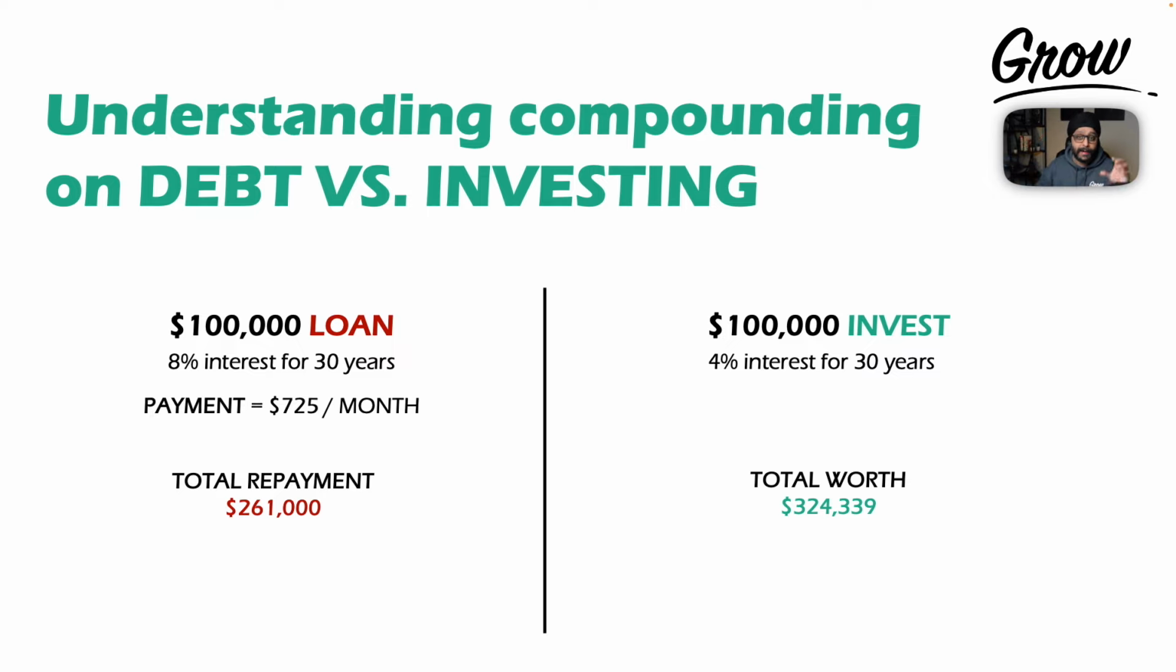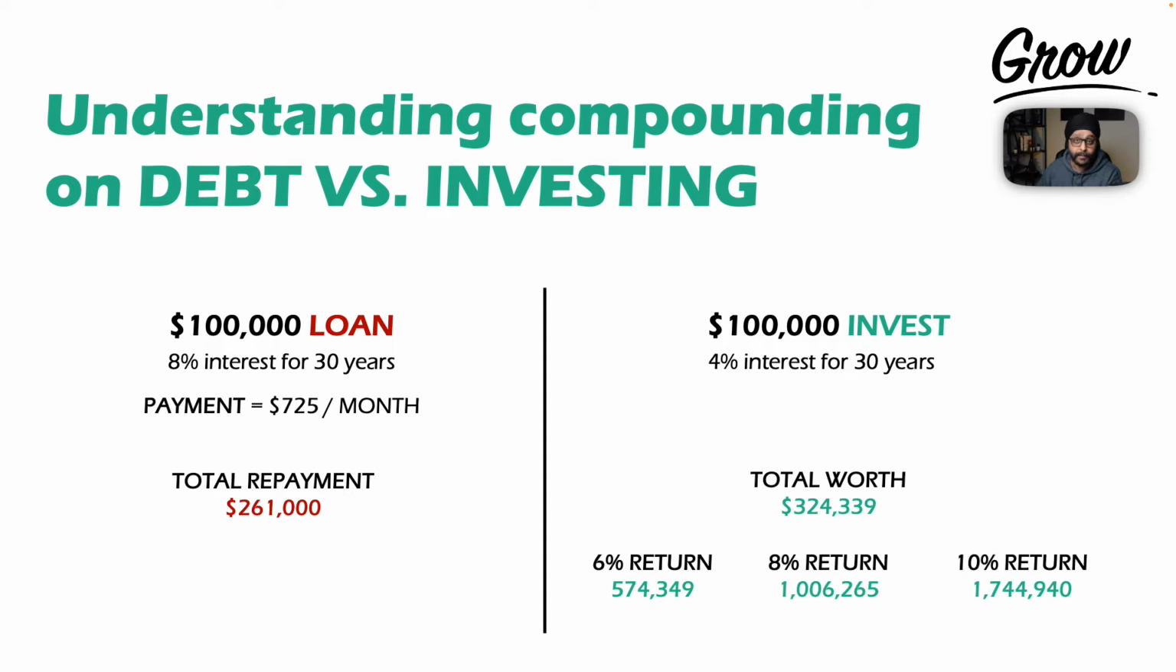And therefore, if I take a loan at 8% and invest that at 4% interest, I'll still end up making a profit. Now imagine if you are able to make more than 4% return, let's say a 6% return. The amount of money that you will have is about $574,000. It will be more than double the amount of repayment that you make on the 8% loan, and still the return is just 6%. If you take 8%, it will be over $1 million. If you take a 10% return, it will be over $1.7 million. And that's the full power of compounding.